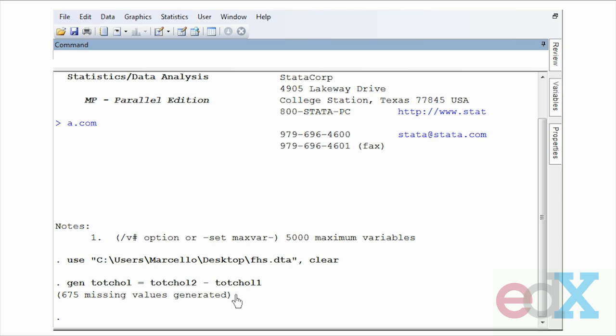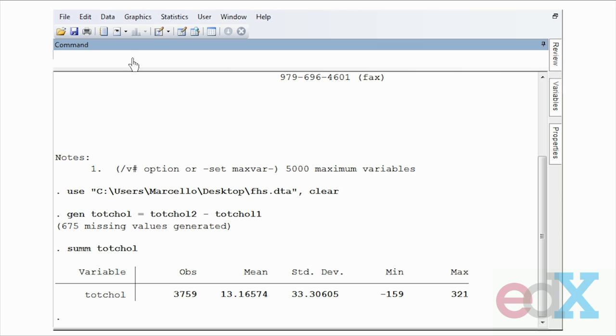So now let's take a look at what this variable looks like. Let's summarize tot chol, and let's see what it gives us. The mean is 13. There are 3,759 observations, and the standard deviation is 33. Not everybody shows an increase, so there are some negative numbers, but the average increase is 13 units.